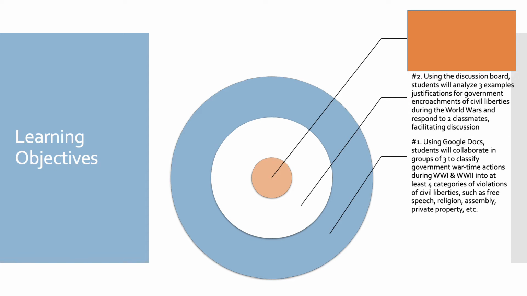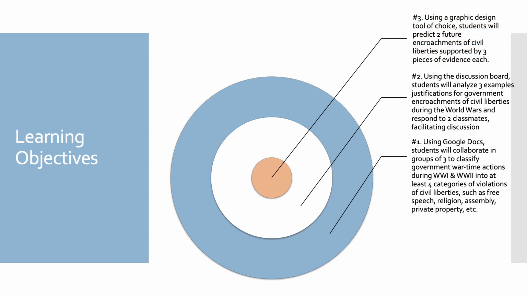Number 2. Using the discussion board feature, students will analyze 3 examples of justifications for and/or arguments against government encroachments of civil liberties during the World Wars and respond to 2 classmates facilitating discussion. Number 3. Using a graphic design tool of choice, students will create a presentation visual predicting 2 future encroachments of civil liberties supported by 3 pieces of historical evidence for each.